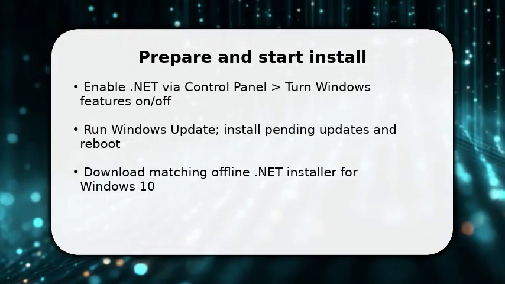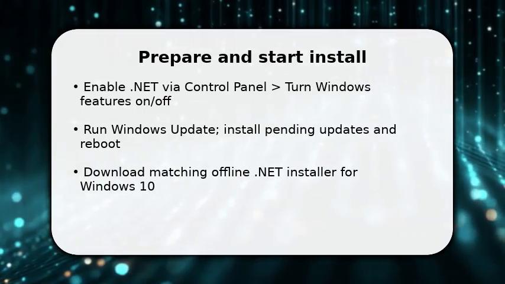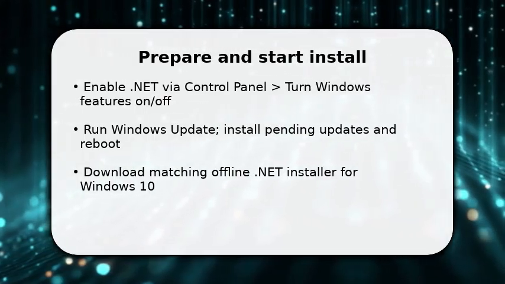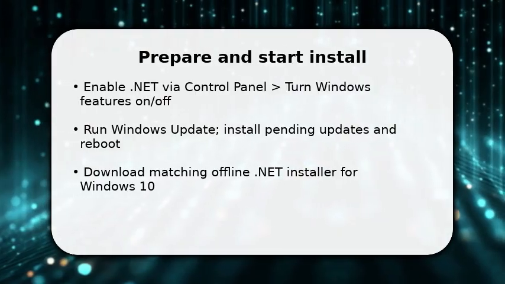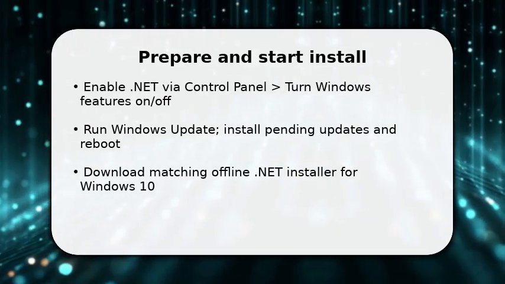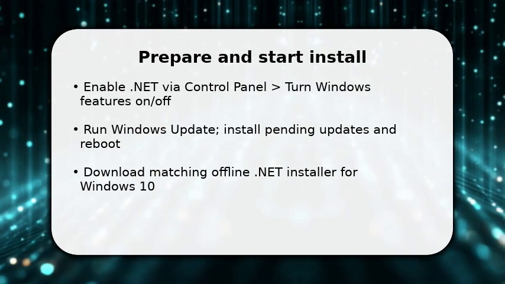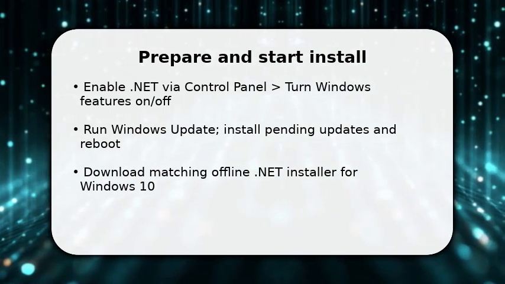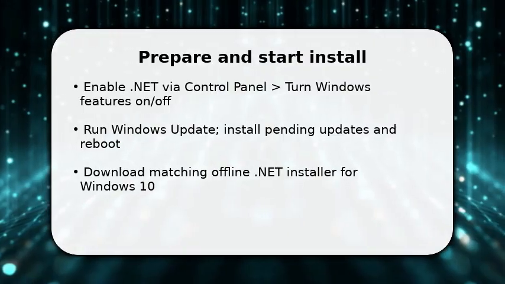Next, download the exact offline .NET Framework installer that matches your OS build. This avoids corrupted web installs. You'll do the heavy lifting right away, so the installer won't fail due to missing updates or disabled features.